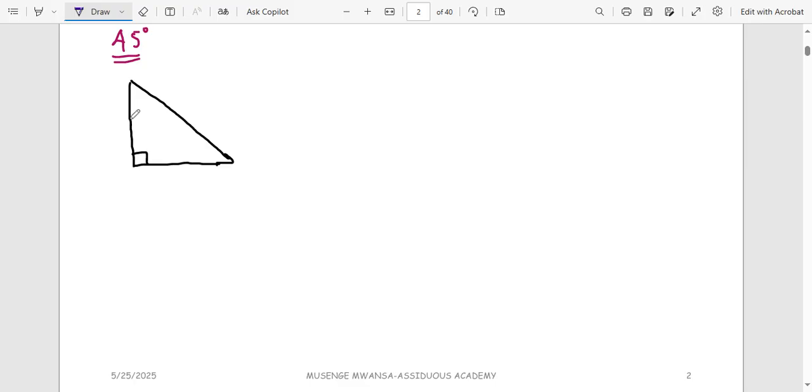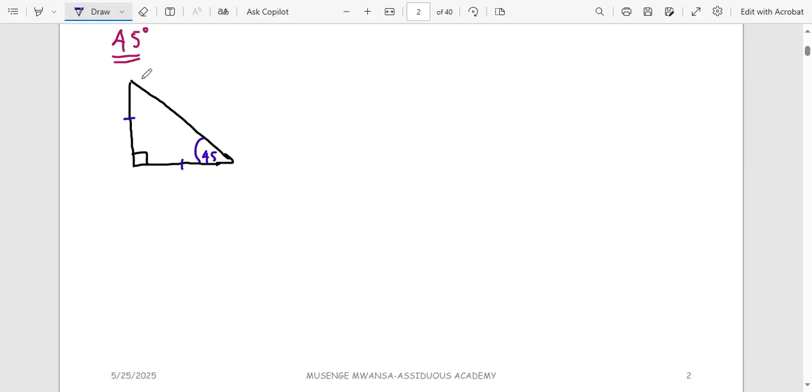But for this type of triangle, this isosceles triangle, we write two lines like this to mean that the sides are the same. So even the angles will be the same. So this one is going to be 45 degrees. Even this one is going to be 45 degrees. Okay, so I'm going to remove this one. Just know that it's a 45.